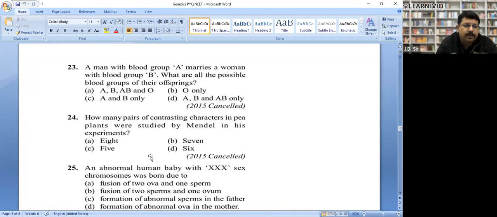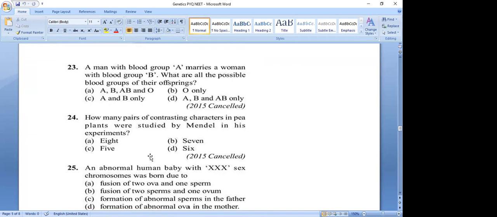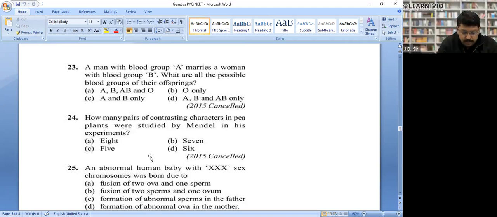What about 23? A man with blood group A marries a woman with blood group B. What are the possible blood groups of their offspring? A, B, AB, and O. Right. All kinds of possibilities are there. Okay.